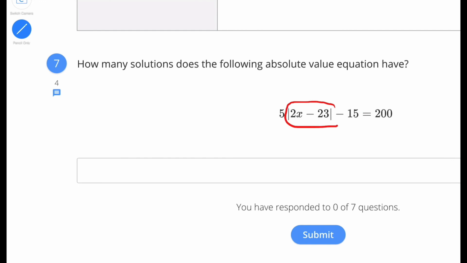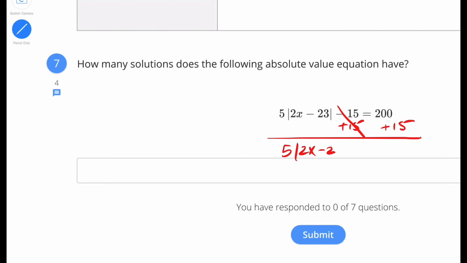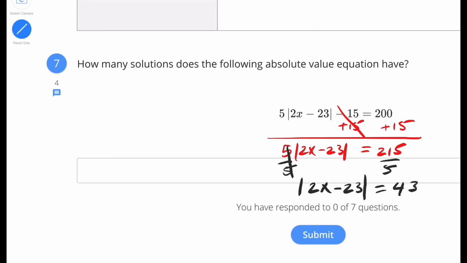Let's make that by itself first, okay? So again, we're just going to do that. Then we divide by 5. So 2x minus 23, all right, 215 divided by 5, that will be 43. Okay, so right there you can decide how many solutions we have, okay?